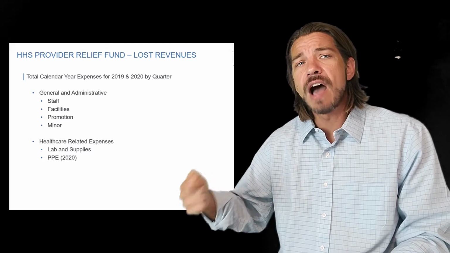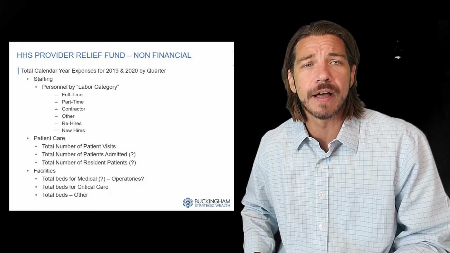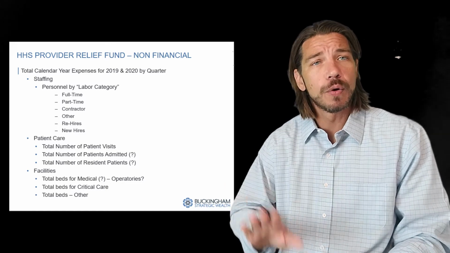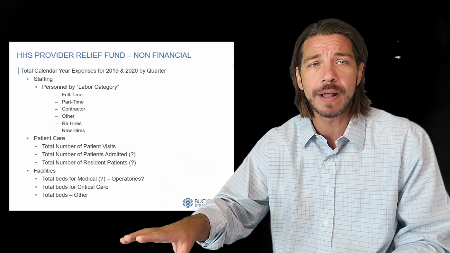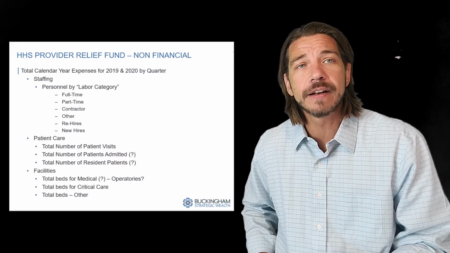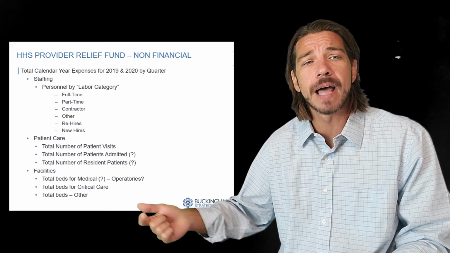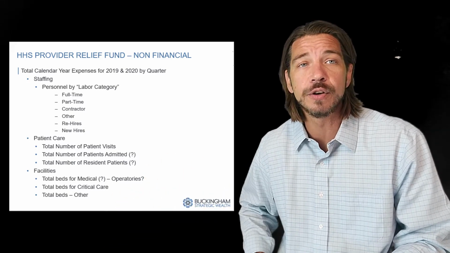There are other non-financial elements that you're going to have to report on if you accept these funds. And again, this appears to have to be reported quarter by quarter for at least all of 2019 and all of 2020. And they want to know your staffing numbers by labor category. So that means full-time, part-time, contractor, others, identifying rehires and identifying new hires.